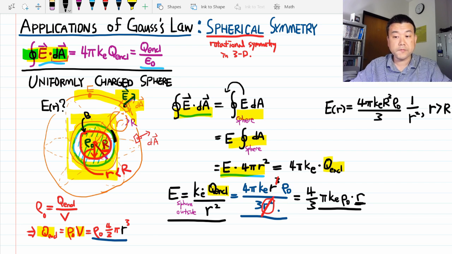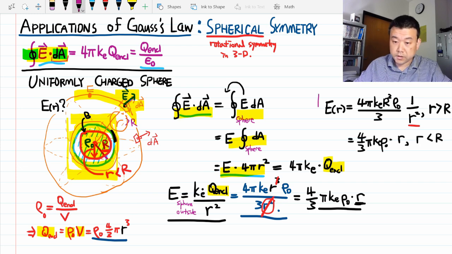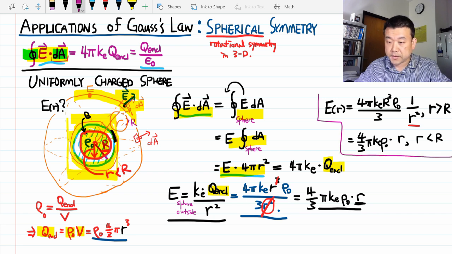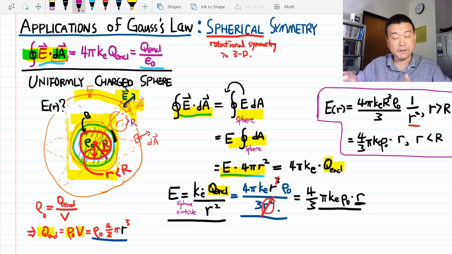After you reach the surface of the sphere, the electric field decreases as inverse square. So that's the result. With these two results, I know the electric field over the entire space around the spherically uniform charge distribution, and that's our result.